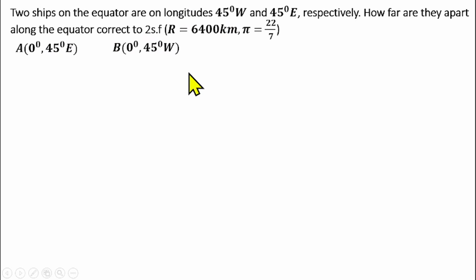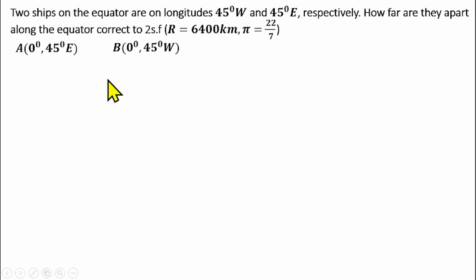This is not necessary, but I just wanted you to see that this word problem can be written like this as well. Then you have to find the distance between them along the equator, and the equator is a great circle. So I'm going to find the distance between them along the great circle. But before we do that, we need the angular distance between point A and point B. Can you tell me the angular distance between them? That should be 90 degrees: 45 plus 45 gives us 90 degrees.